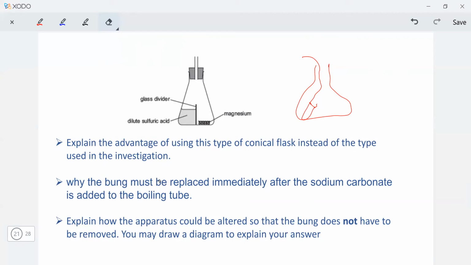Explain how the apparatus could be altered so that the sponge does not have to be removed. This came in another exam. How can I make some changes so that I don't have to remove the sponge? Again, use this type of flask. So I can use here a divided flask, and I can tip the flask to start the reaction, or I can say put one of the reagents inside a boiling tube and shake to start the reaction. So this is to avoid removing the sponge. And what is the problem if I remove the sponge? Gas would escape.